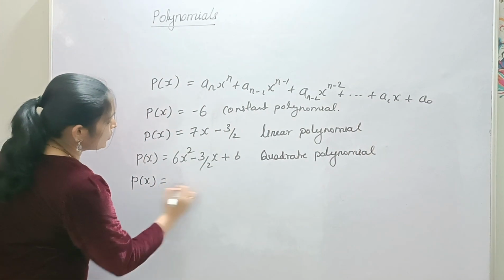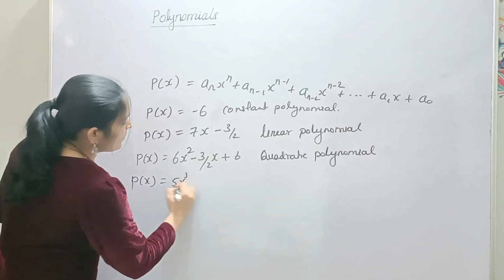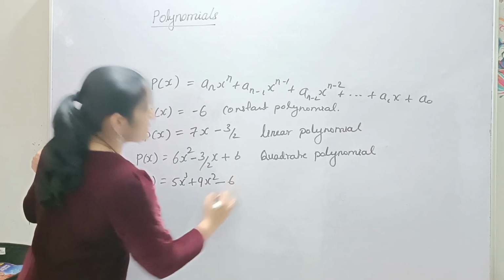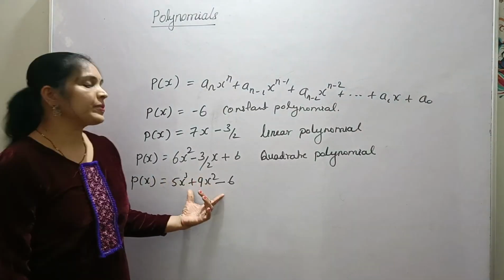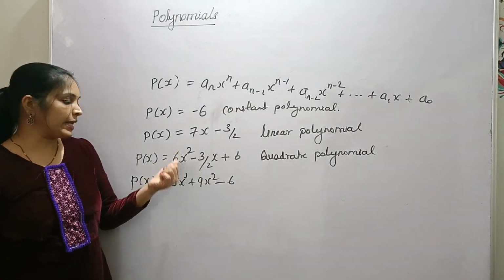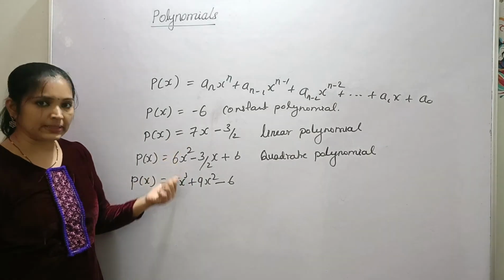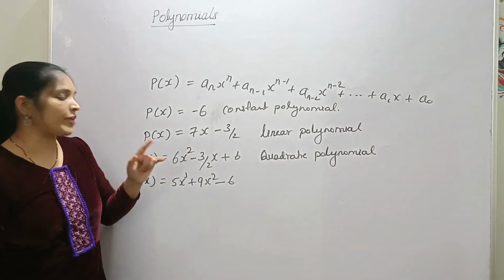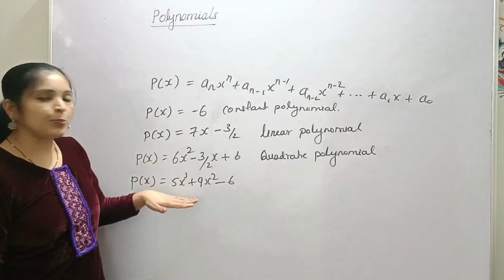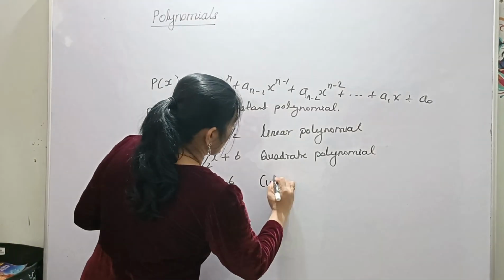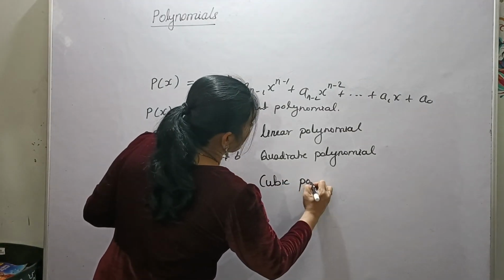p of x is equal to 5x cube plus 9x square minus 6. Here it's a polynomial of degree 3, because the highest power of x is 3. Such a polynomial is called a cubic polynomial.